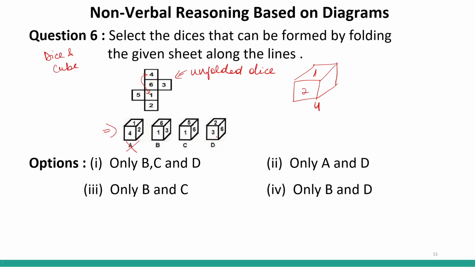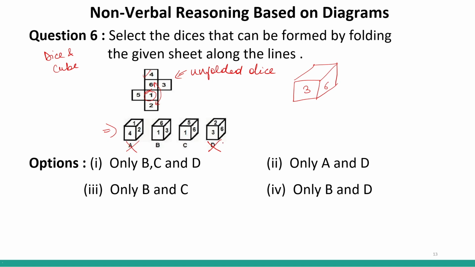Then let us see D, 3, 2 and 6. So over here, if we have 3 and we have 6 and we fold the dice, the next adjacent numbers to 6 will be 4 and 1. 6 and 2 will be opposite to each other. They can never be adjacent to each other if you fold them, right? Because we have 1 in between. So these will be opposite. So option number D is also eliminated.